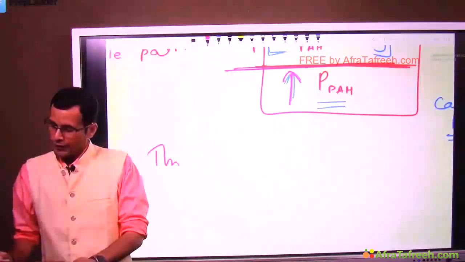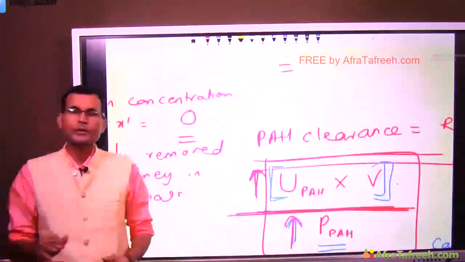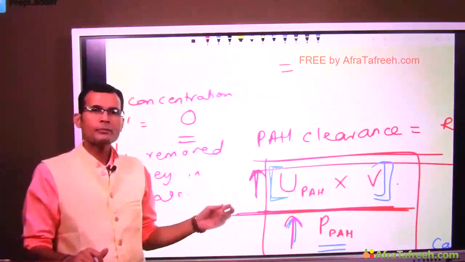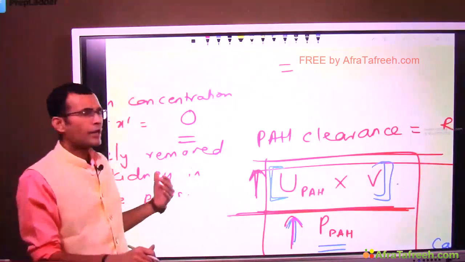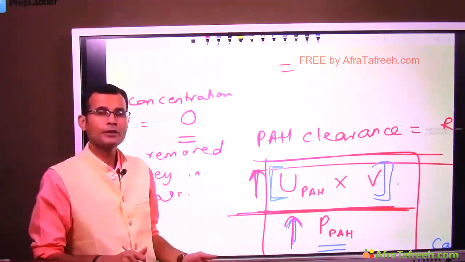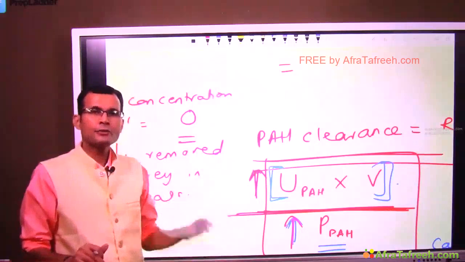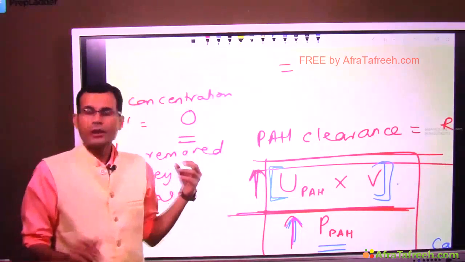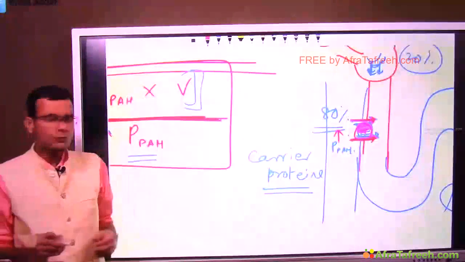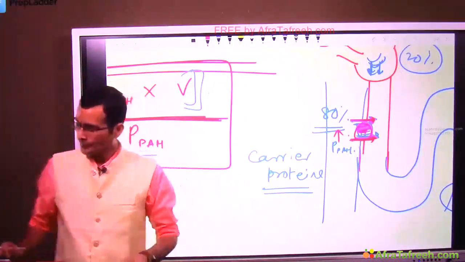Now, thrice the recommended dose. You know, it has been observed that, let's say normal plasma concentration is 20 milligram per deciliter and twice the recommended dose increased it up to 40 milligram per deciliter. It has been observed that the PAH carriers get saturated if the PAH concentration reaches 60 milligram per deciliter.